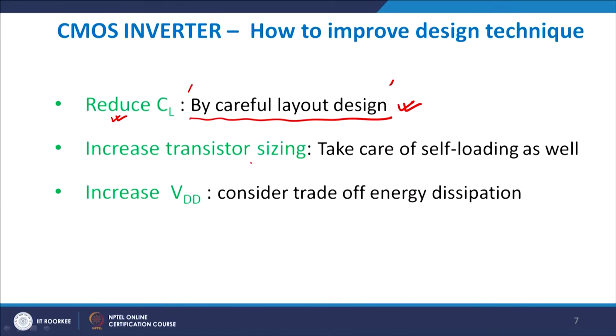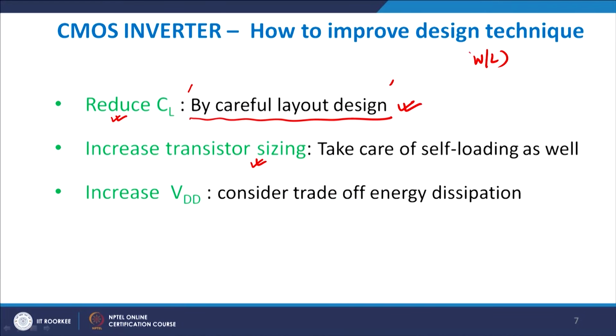You can increase the transistor size. Why do you want to increase the transistor size? If you increase, for example, W by L, your current ID actually starts to become large. When ID increases, for the same capacitance loading, I will require a lesser time to charge or discharge, and therefore the speed will be larger.